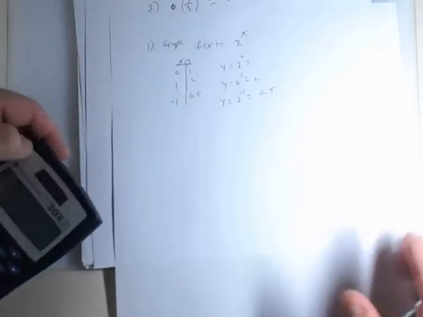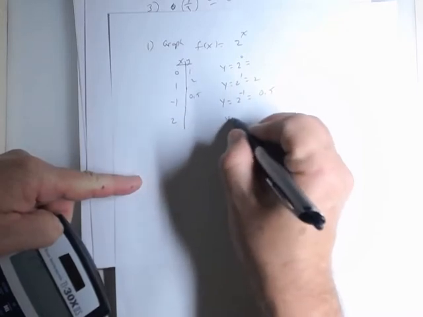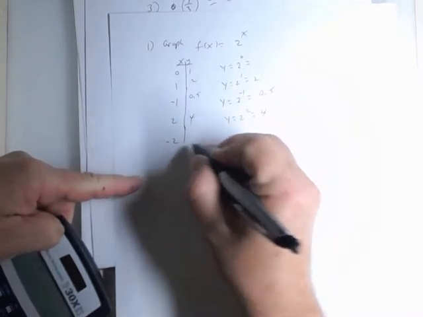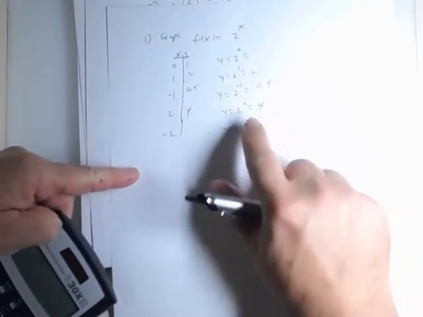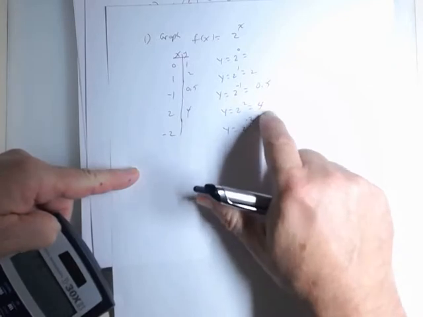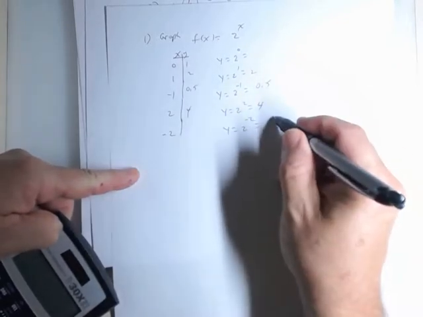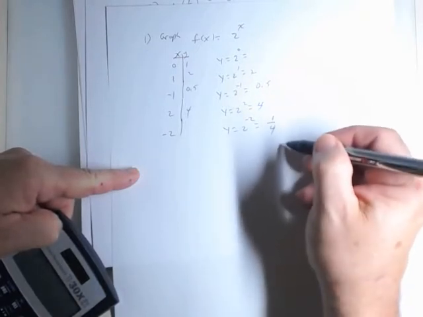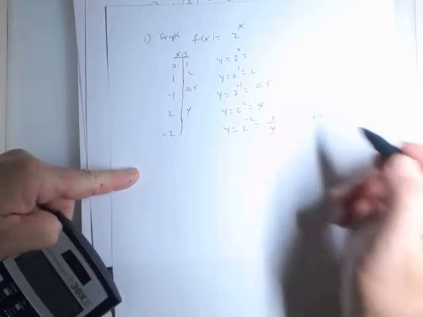When x is 2, I get y equals 2 squared, which is 4. When x is negative 2, I get y equals 2 to the negative second power. Here's the idea: if 2 squared is 4, then what's 2 to the negative second power? What fraction? 1/4, which is 0.25, right? If you use your calculator, 2 to the negative second power is 0.25.